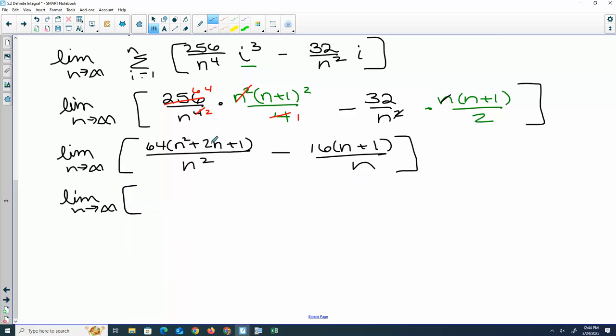So I would probably just distribute and simplify as I do this. Can I distribute my 64 and divide by my n squared at the same time? So it'd be 64 n squared over n squared, which is 64. 128 n over n squared, so 128 over n. 64 over n squared. If I distribute my negative 16, so negative 16 n over n is negative 16, minus 16 over n. Alright, lots of algebra to this point. Are there any questions on how I got there?